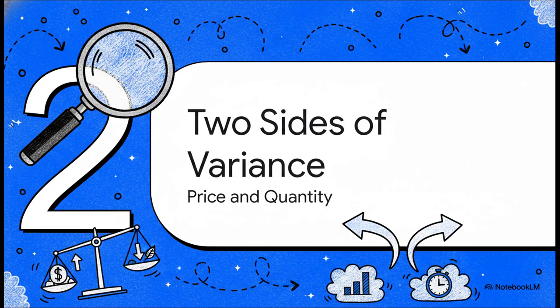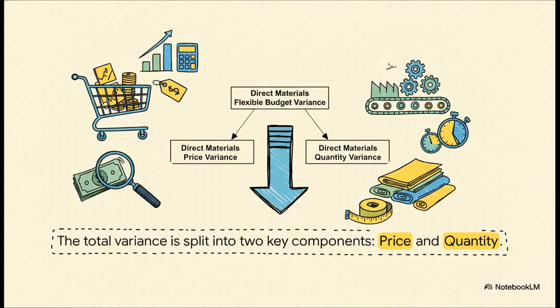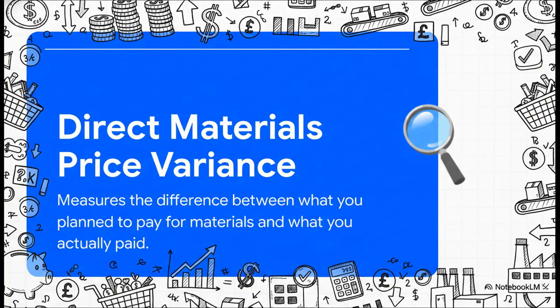To get to the bottom of this, you have to understand that total difference isn't just one story. It's actually two totally separate clues that we need to investigate. So, the total difference in your material costs really breaks down into these two main pieces, a price variance and a quantity variance. Think of it this way. One tells you if you paid the right price for your stuff, and the other tells you how efficiently you used that stuff.